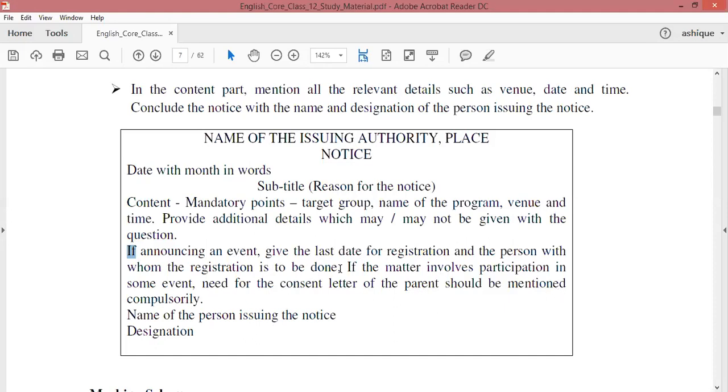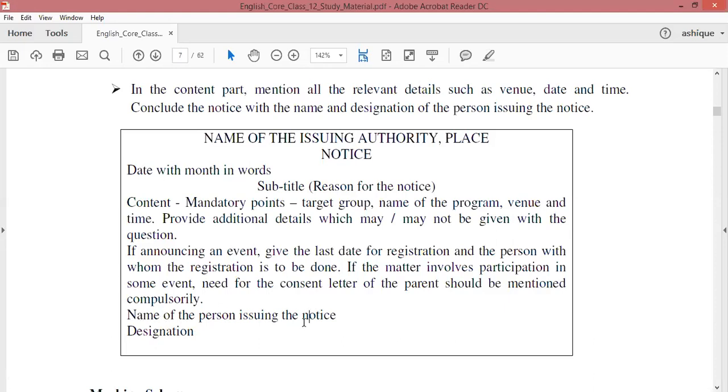So if there is parent consent as you participate in the annual function or annual sports, your parents give consent, saying my boy or my girl or my daughter, whoever it is, can participate. So the consent letter should be mentioned. Or you're going for a picnic, consent letter from your parents. So many kinds of notice are issued by the authority. So which kind of notice is it? Accordingly, you're going to write it down.